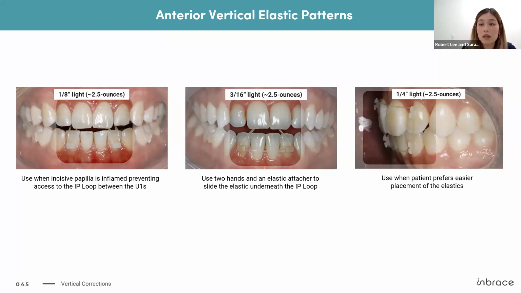And then lastly, if the patient is really struggling, they find it very difficult to hang the elastic on the IP loop. Of course, we can always use the pattern we're very used to, the box elastic around all 2s. And in that case, we would use around a 1/4 inch light 2.5 elastic.